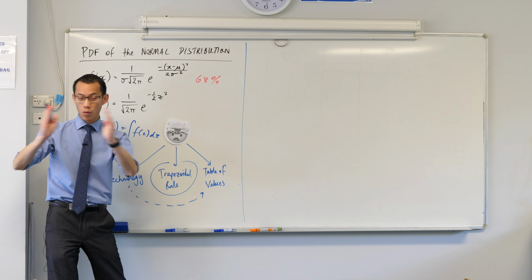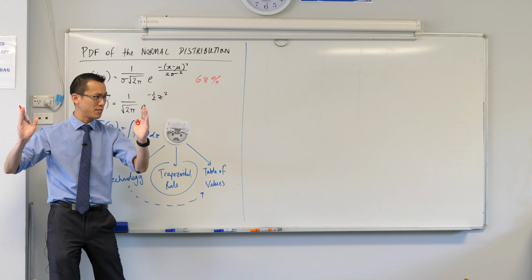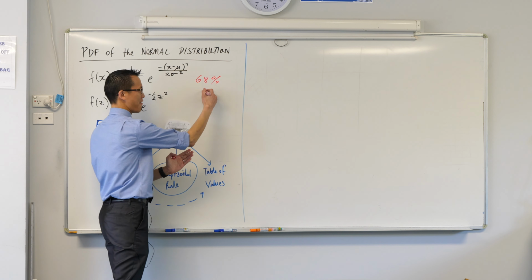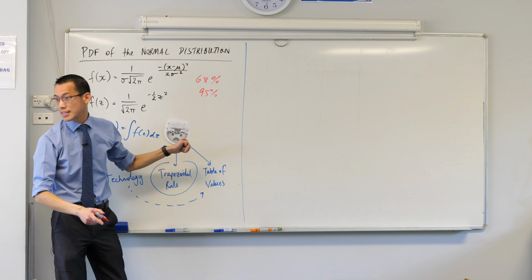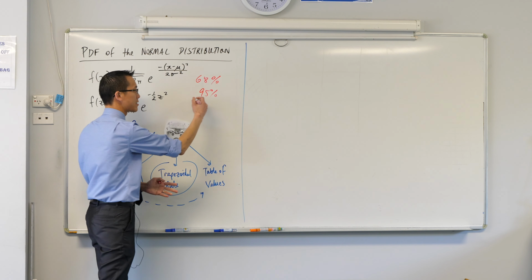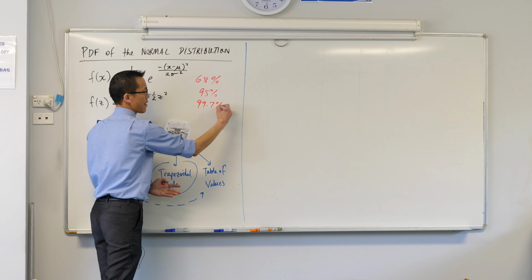You go again, go 1 more step, you go further out from the middle of the bell curve. Does anyone remember the next number? 95. It's 95. Okay, we get to the 7 when we go a third standard deviation away. It's quite odd. That's 99.7.